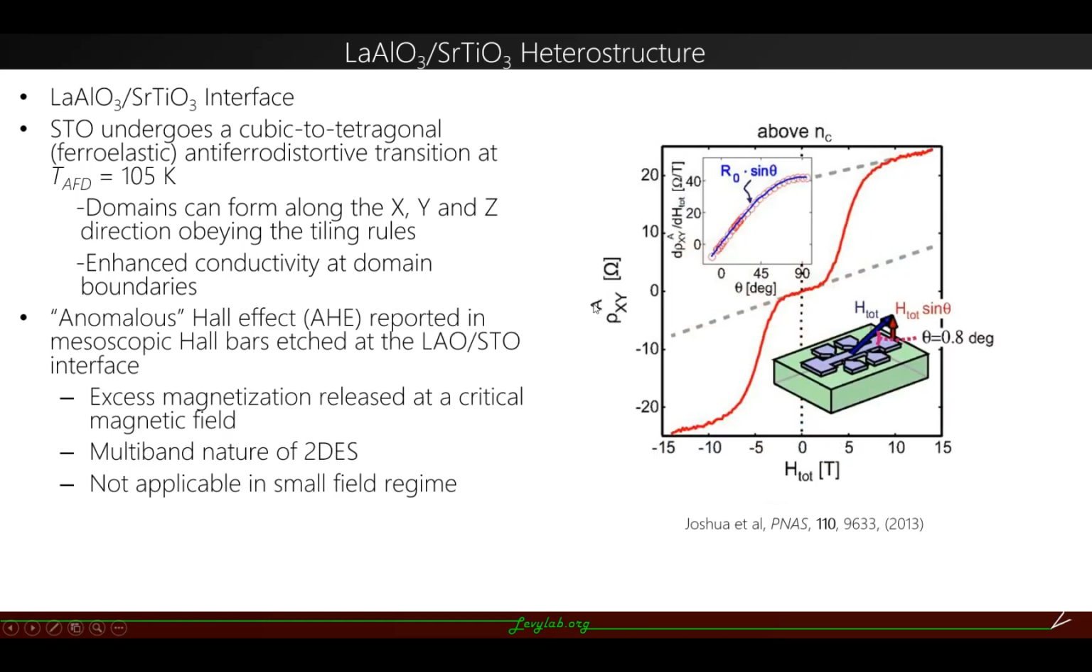Another very interesting property, which was seen in 2D Hall bars etched at the LaAlO3 interface, was the observance of anomalous Hall effect. So the Hall resistance was found to be a nonlinear function of the total magnetic field, and there's a critical magnetic field at which there was an excess release of magnetization. This anomaly was attributed to the multiband nature of the 2D electron system. However, the multiband picture is not applicable in the small field regime.